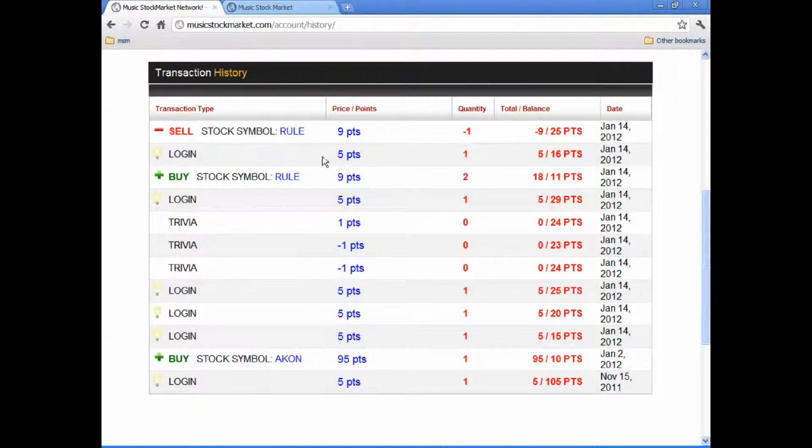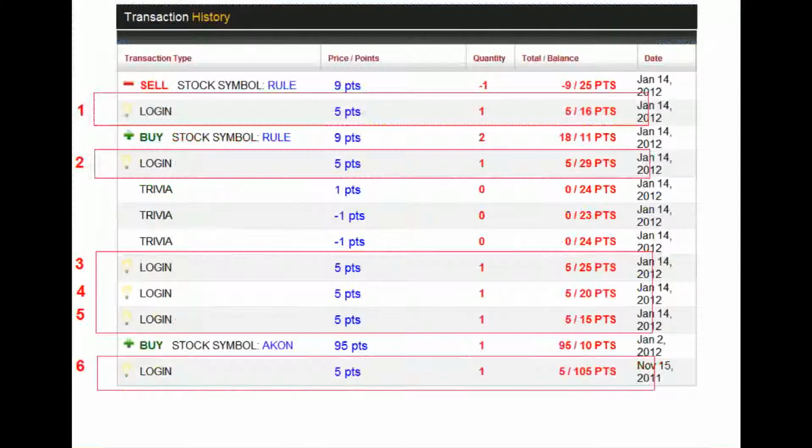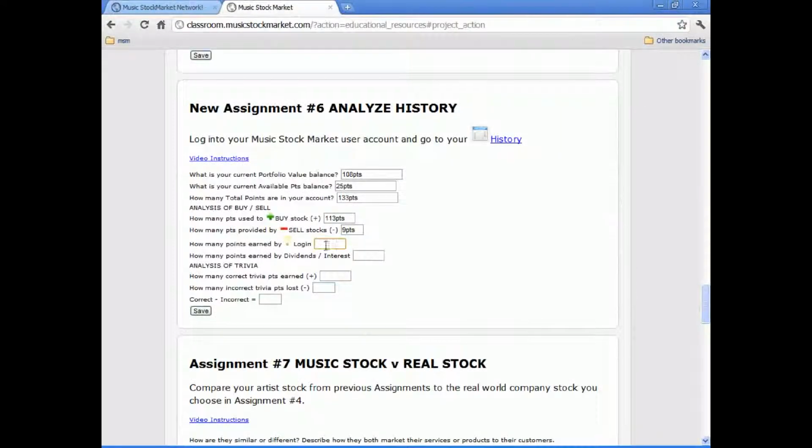If you think about it in real life, you have to show up to a job somewhere to earn pay if you want to use that money to buy stocks. So it's the same kind of idea. The system is paying us to show up here. In our example, we count 6 of these light bulb login transactions, and at 5 points each, we have a total of 30 points that we've earned from logins.